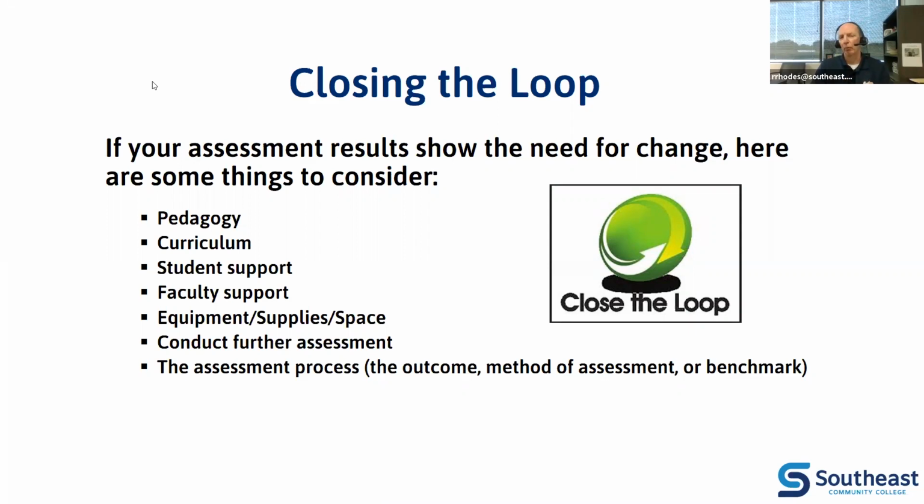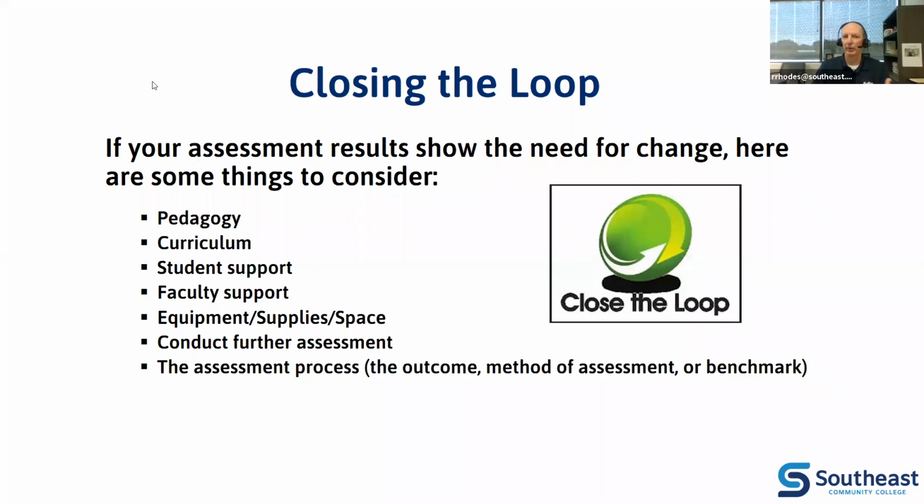And again, the one other thing you could look at is the assessment. How did you assess it? Was your outcome worded strongly? Was it a really well-written outcome? Was your method, how you assessed it, the tools that you use really effective? Or maybe your benchmark was too high or too low. So when you close the loop, it's really all about how do we want to improve student learning?